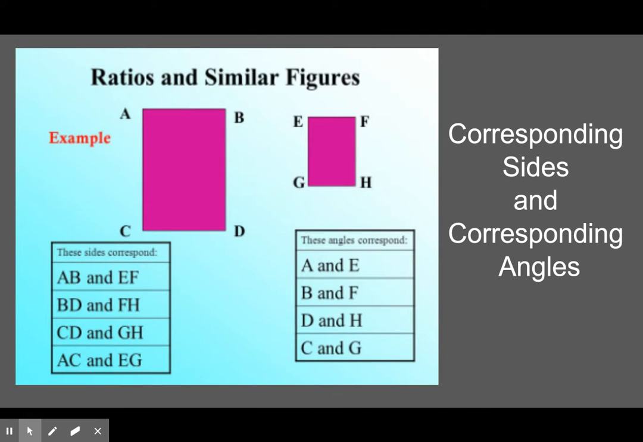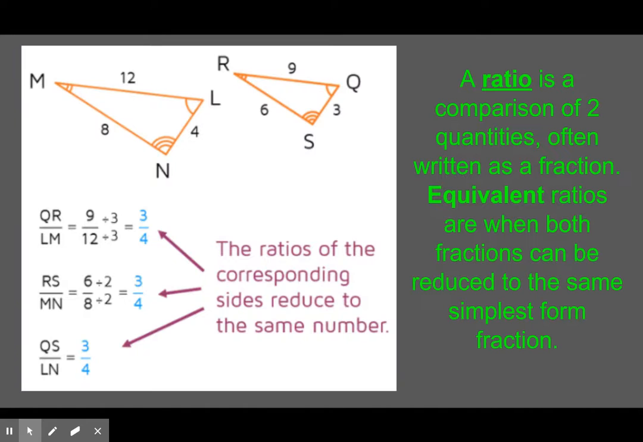And so first we talk about corresponding sides and corresponding angles, which is what we just went over in the exit ticket. So corresponding sides are sides in the same position. So we see AB and EF. And then if we look at angles, we have angle A and angle E are in the same relative position, meaning that they line up with each other.